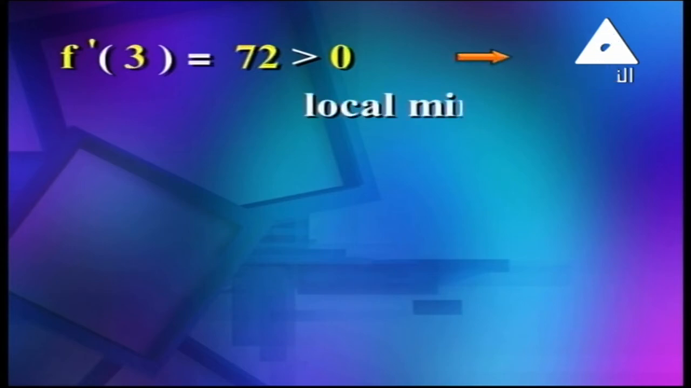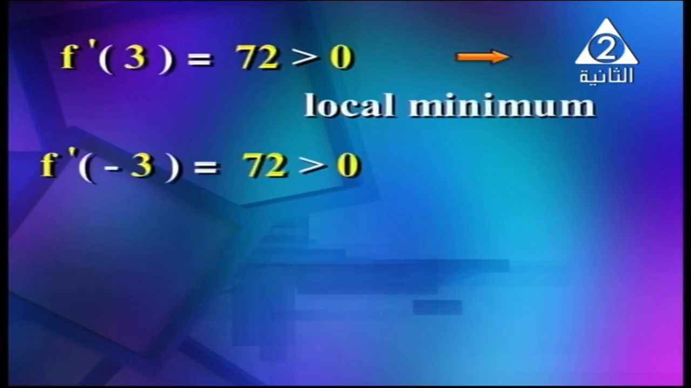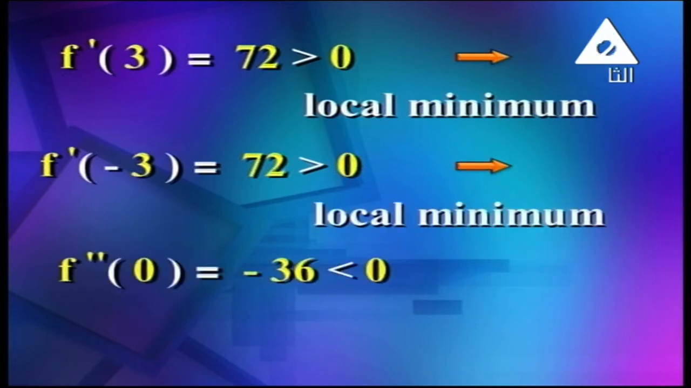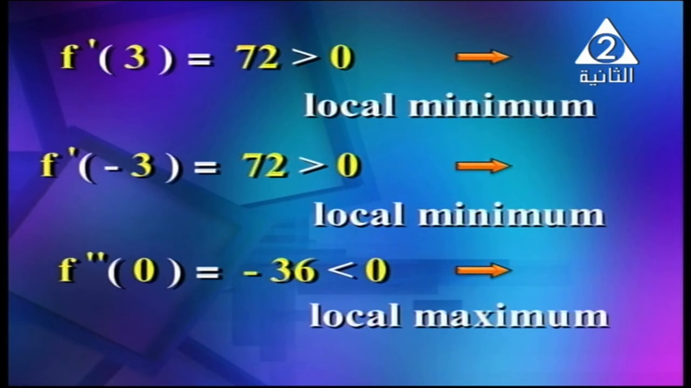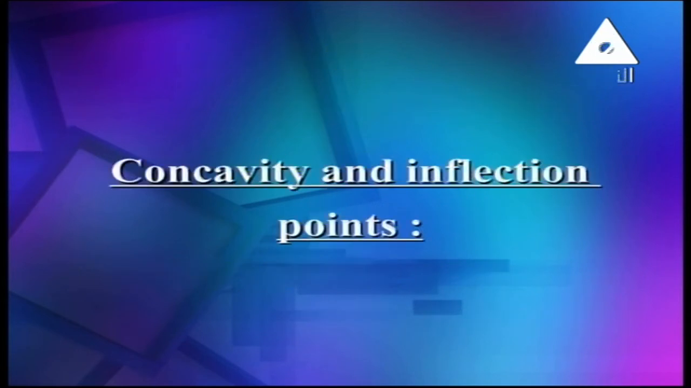Then f double dash 3 equals 72, which is positive, so it has a local minimum. Also f double dash of negative 3 equals 72, also a local minimum. F double dash 0 equals what? Negative 36, smaller than 0, so it has a local maximum. My dear student, now we move to an important title: concavity and inflection point.